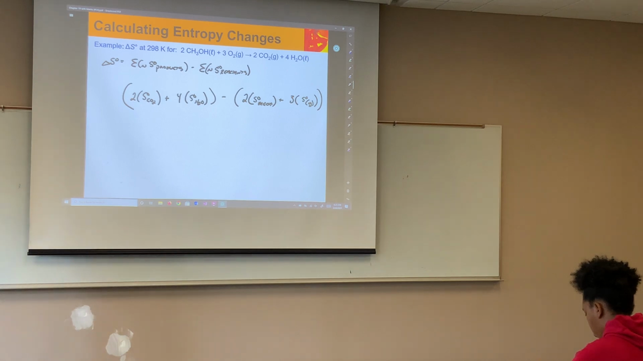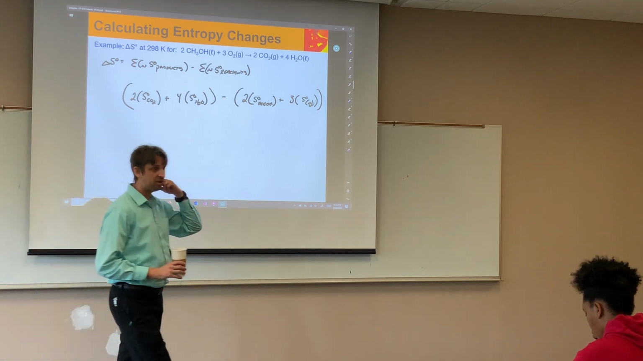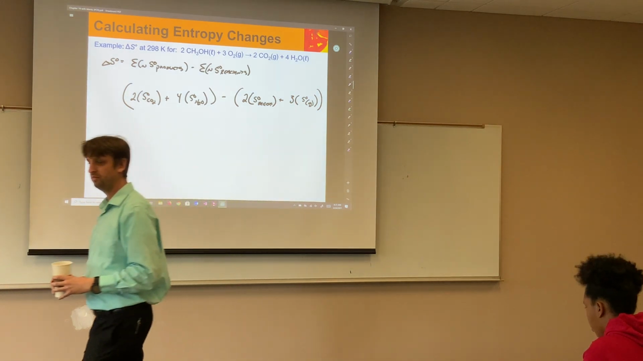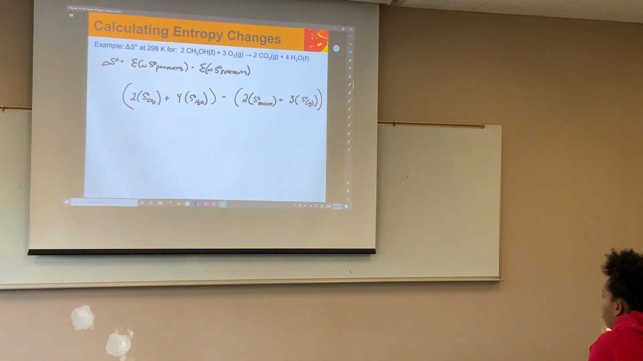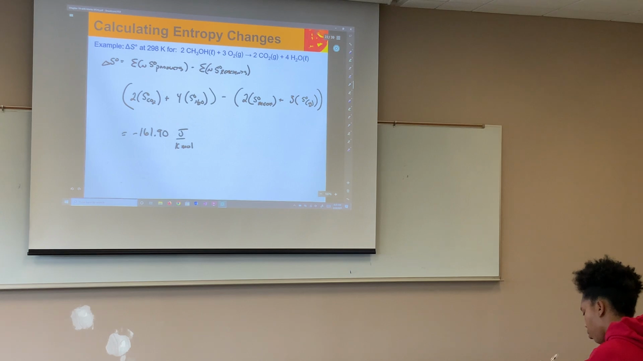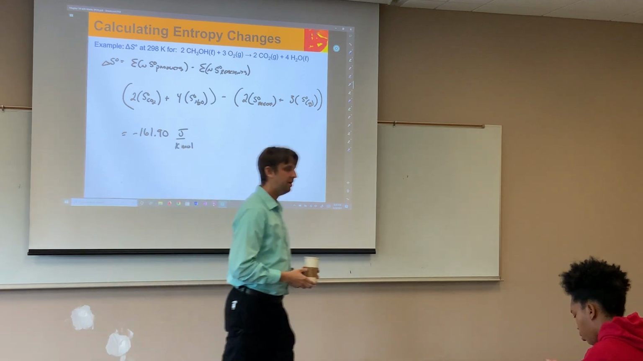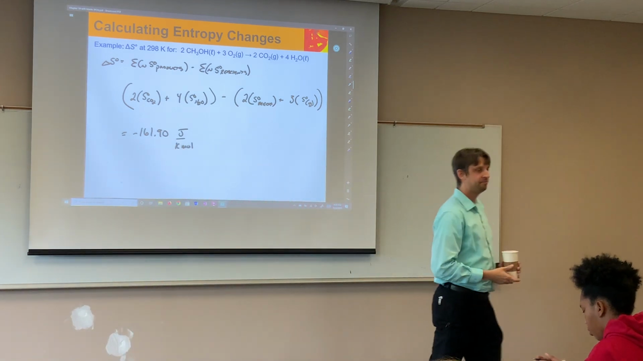Good. And you just fill in the values that we had in the previous slide, plug it in, and you're going to get a value for delta S naught. Pretty easy. Nothing too ambiguous about this. Just filling in the blank. And it's 161.90 joules per mole Kelvin. There it is. Okay.